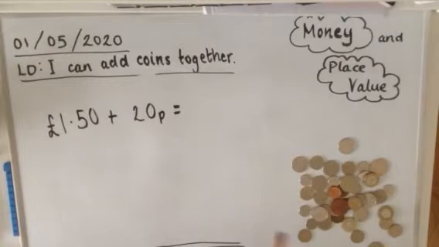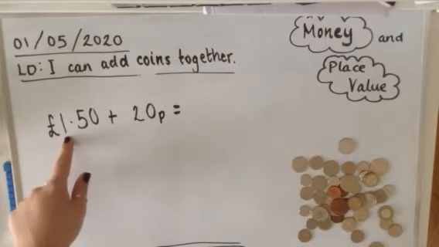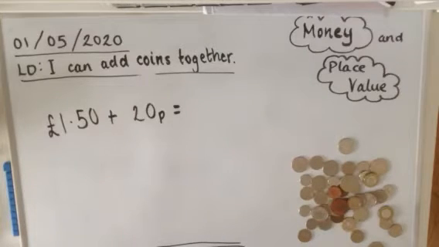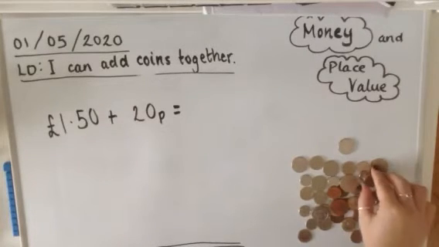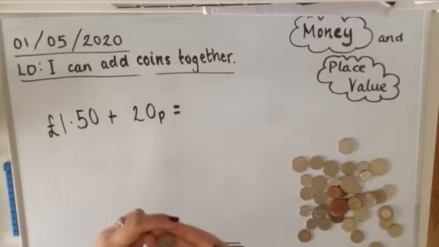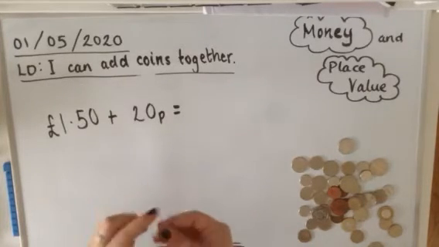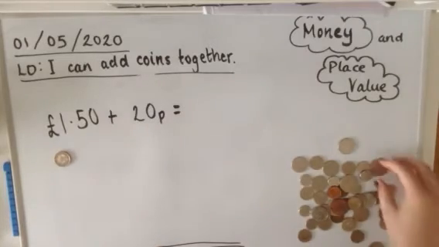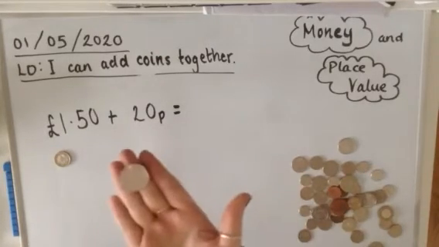Okay, so first I need to make it with my coins, don't I? So £1.50. So I already know that I need £1, and that would be a gold coin with a silver middle, and it's not my really big one because that would be a £2 coin. I need the smaller one, so that would be £1. And then I need 50p, and that would be this coin here.